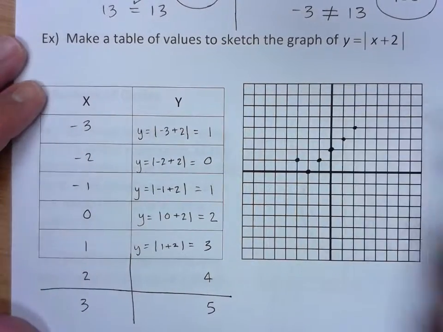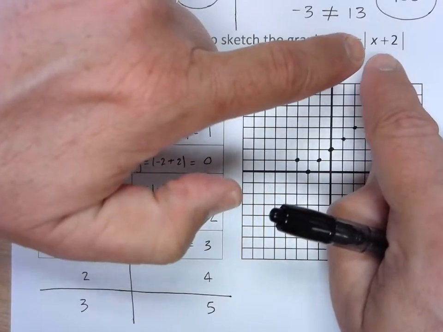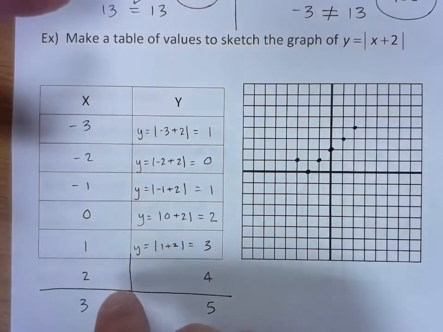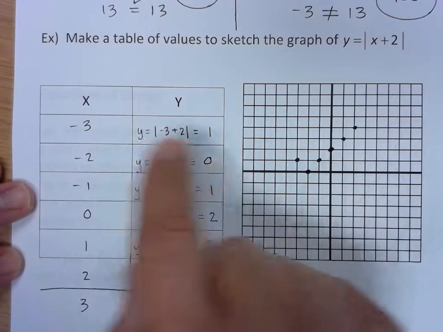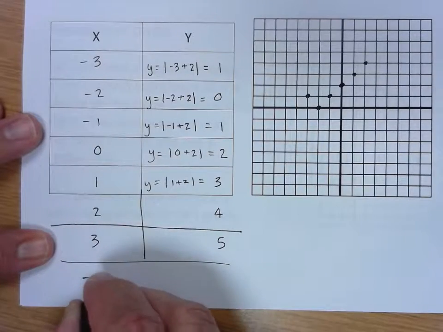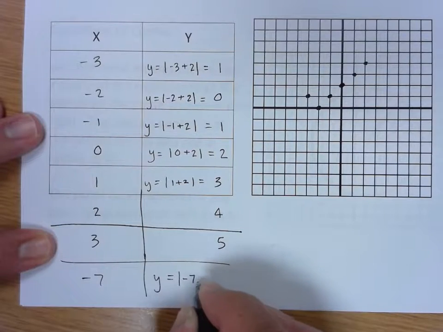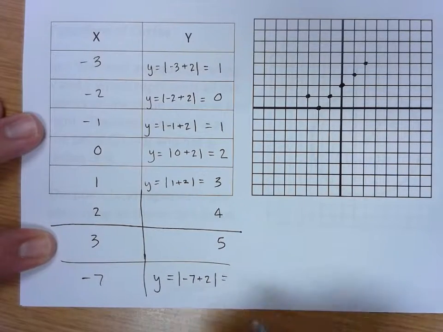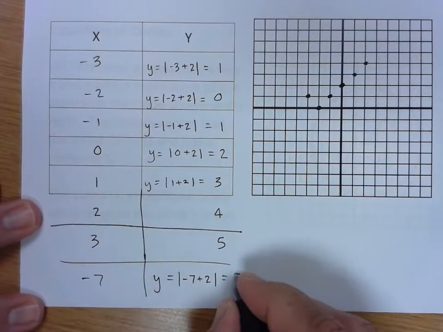So far the graph looks like a big check mark. But you've got to keep in mind there are values of x further left and right of just the few values that we chose here. Say, for example, I want some point further to the left of negative 3, like maybe negative 7. Y would equal the absolute value of negative 7 plus 2. So that becomes the absolute value of negative 5, which is positive 5.